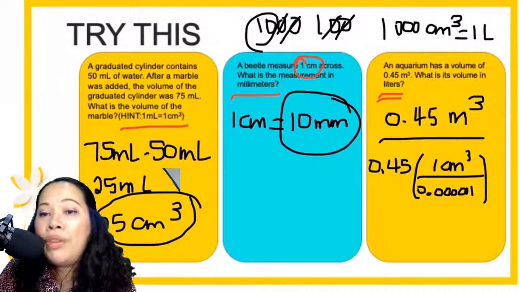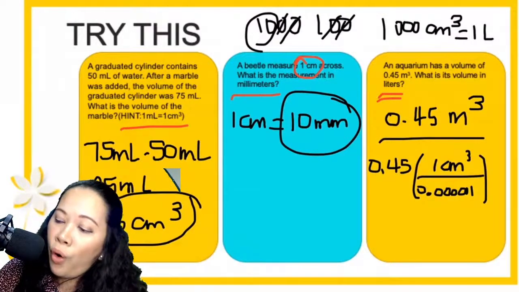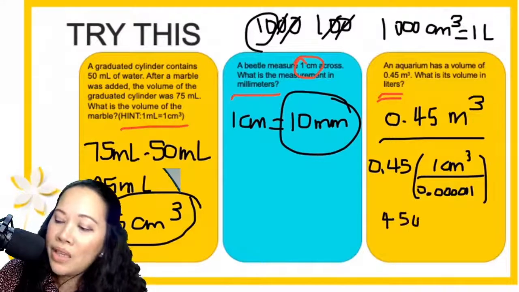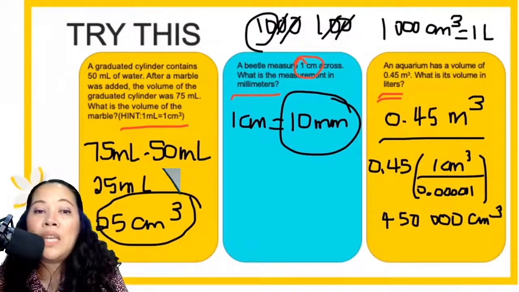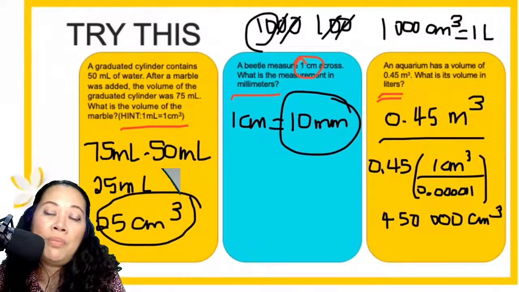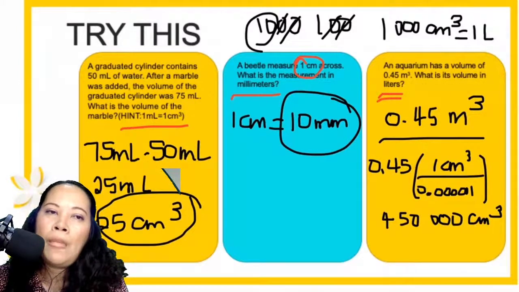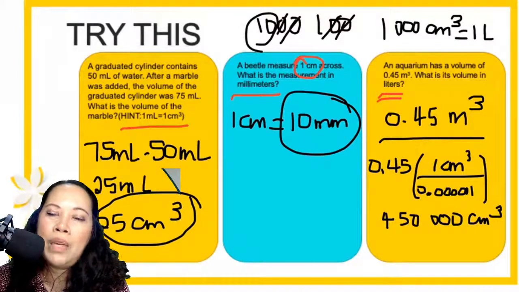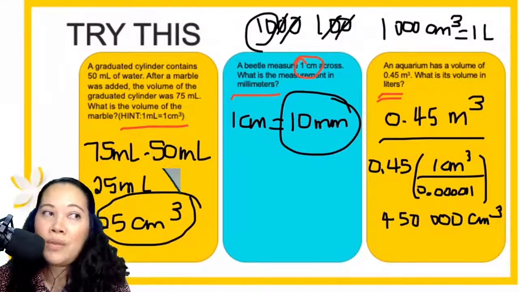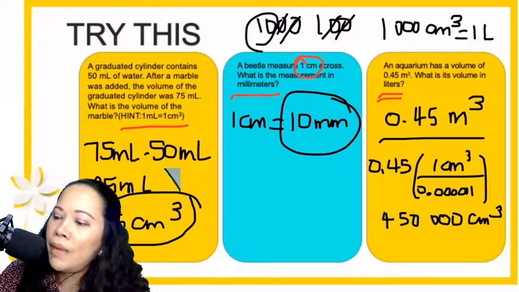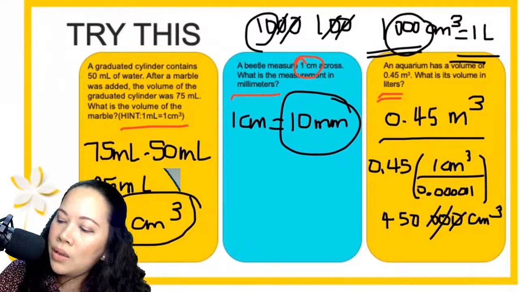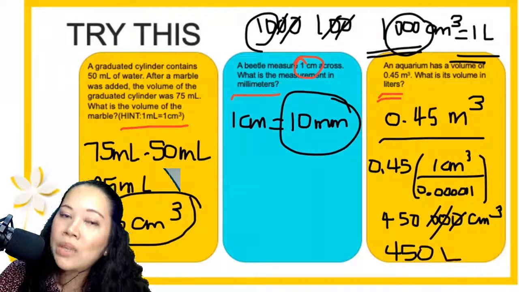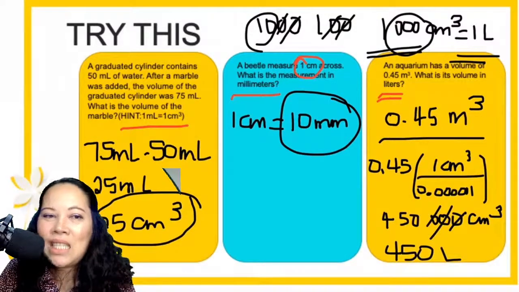So that means 0.45 is actually 450,000 centimeter cube. Please do take note that centimeter cube is smaller in terms of unit compared to meter cube, so you will be expecting it to be a bigger number. And since 1000 centimeter cube is equivalent to 1 liter, all you have to do is cancel the 3 zeros there, which is in your 1000. So that means that 0.45 is actually 450 liters.